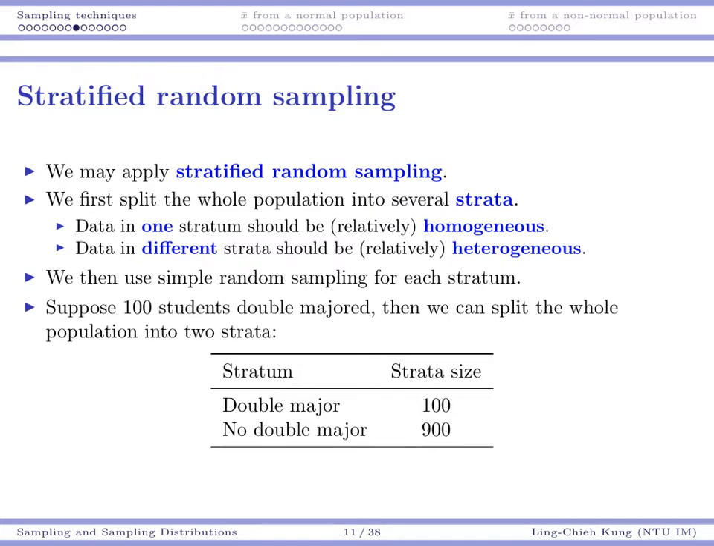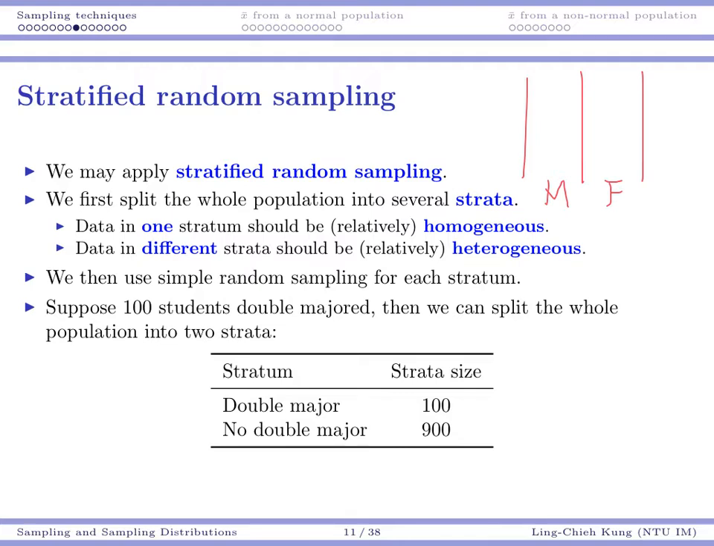Also, we say data in one stratum should be somewhat homogeneous, and data in different strata should be somewhat heterogeneous. What does that mean? Just consider the previous example about randomly selecting 1,000 voters in Taiwan. If we think sex is an attribute that will significantly affect people's preference, then we should create two groups, one male and one female. Then we have two strata.